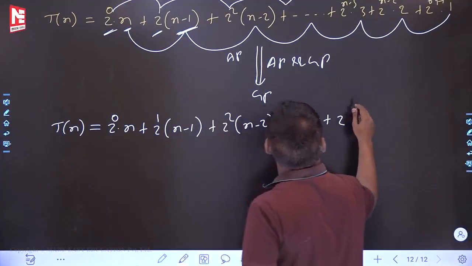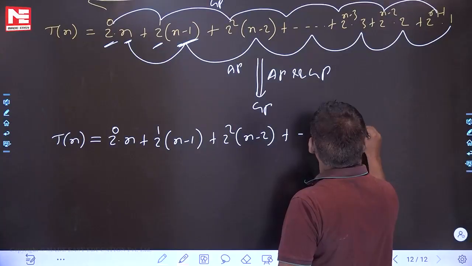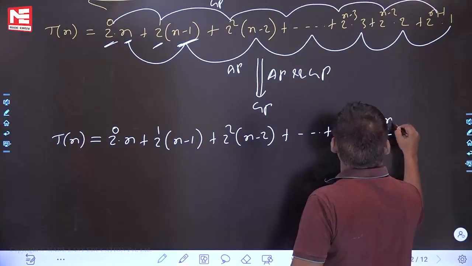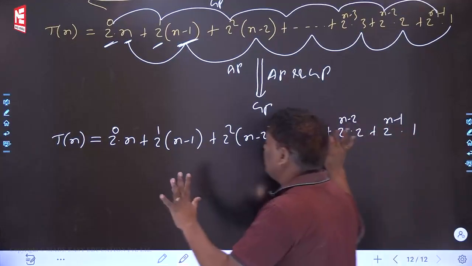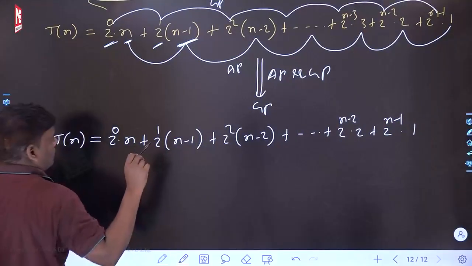Lastly, what is the answer? 2 power n minus 2 into 2, 2 power n minus 1 into 1. Right? It is the APGP series. That is the Tn. It's okay. Can you follow me now?